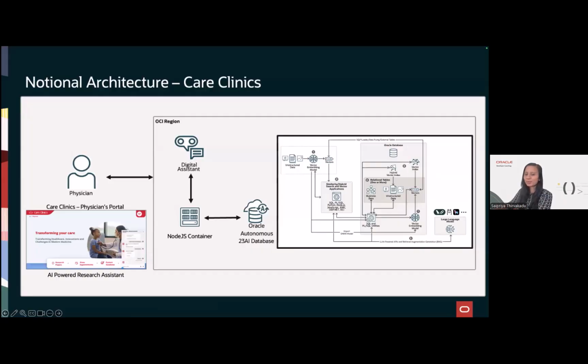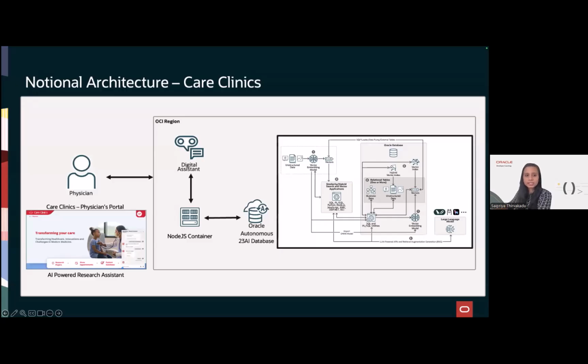Now that we have a high-level overview of the digital assistant, let's dive into what our demonstration would look like. Here is a notional architecture. Here we have picked a fictitious clinic called Care Clinics. This is a hospital and the hospital has physicians. The physician will be able to log into the hospital portal and notices a chat widget. With the help of the chat widget, you are able to interact with the digital assistant.